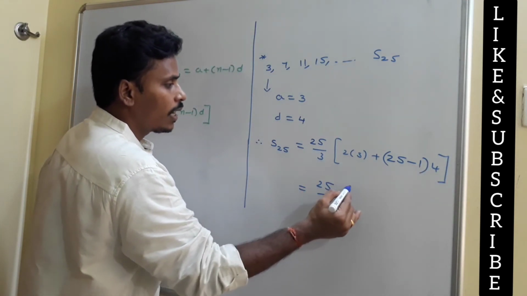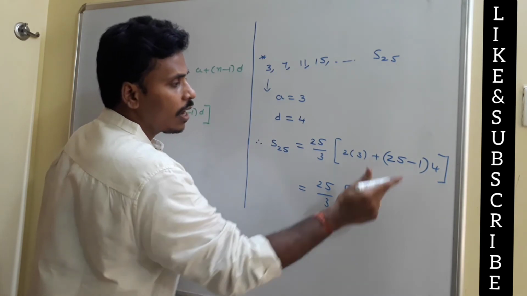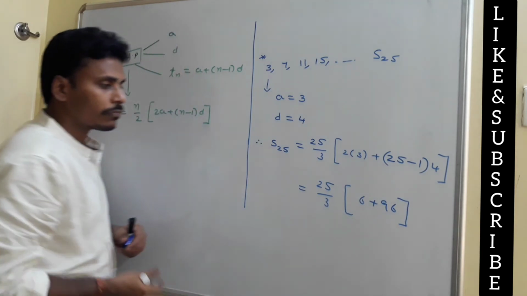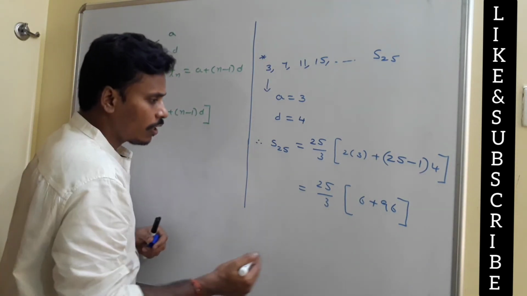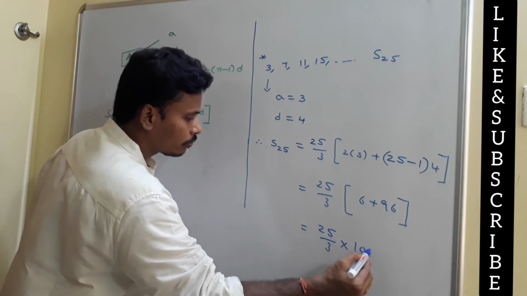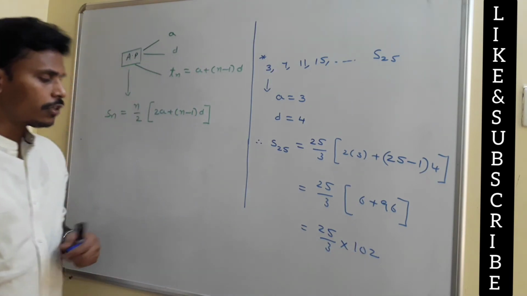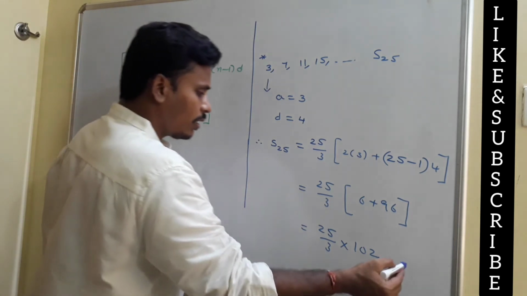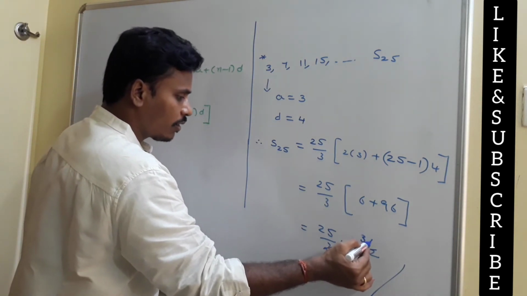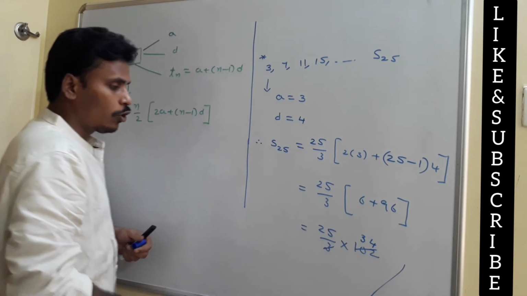25 by 2 times 2 3s is 6, and this is 24 times 4 is 96. Is it right? 96 plus 6, what you say? 102. So 25 by 2 times of 102. If you need to go with further simplification, or leave it like this, this is your sum of 25 terms of the sequence. If you cancel it out, 2 into 51, and then 25 into 51 is your answer.